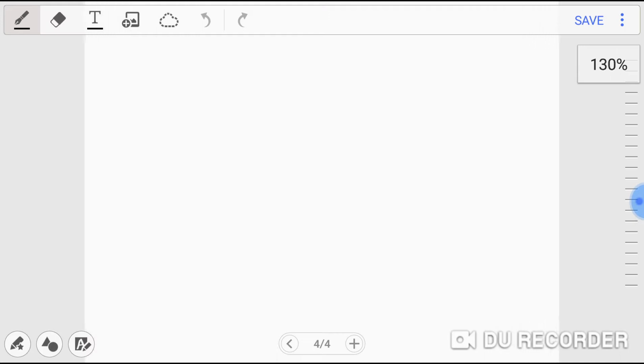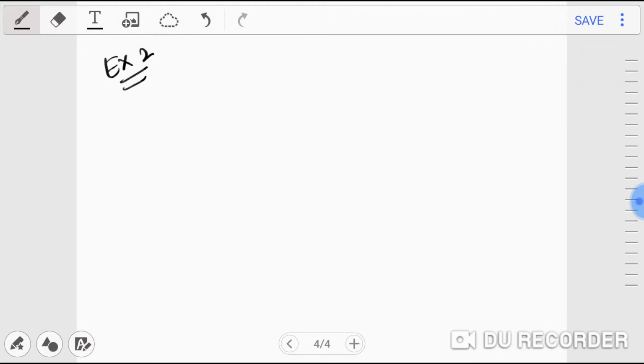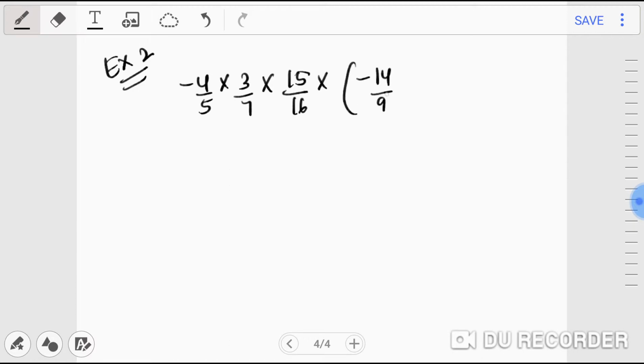Next we have example number 2, which says minus 4 upon 5 into 3 upon 7 into 15 upon 16 into minus 14 upon 9. In multiplication, my dear kids, you do not need to take any kind of LCM. You can directly multiply. If you want to take these both together, that will also work. So you have to multiply numerator to numerator. It will be minus 12, and denominator to denominator, that will be 35.